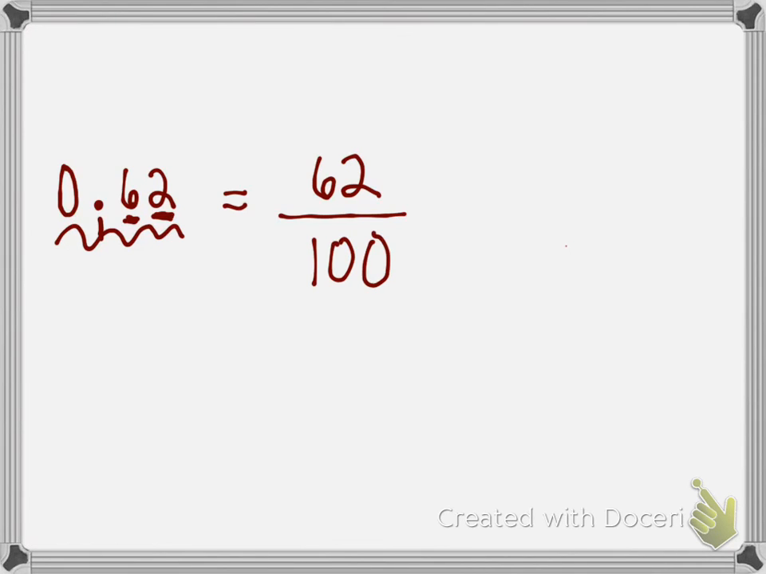Can you now convert a decimal into a fraction? Well, how would we read this? This is the way it looks, 0.62. But how would we read this correctly? We would say 0 and 62 hundredths, because the 2 is in the hundredths place. So how would we write this as a fraction? Just the way we just said it. 62, and the 2 is in the hundredths place.